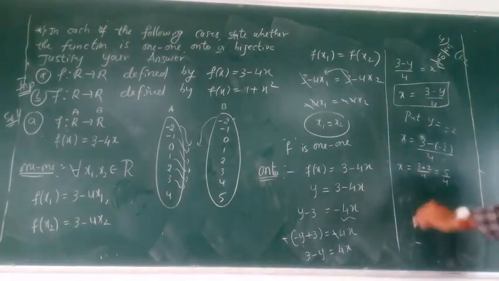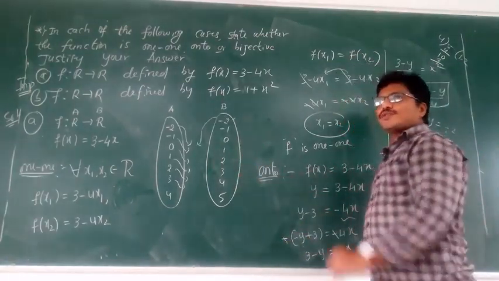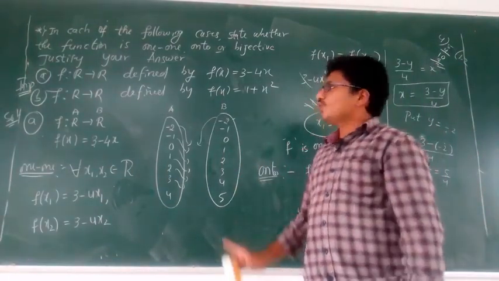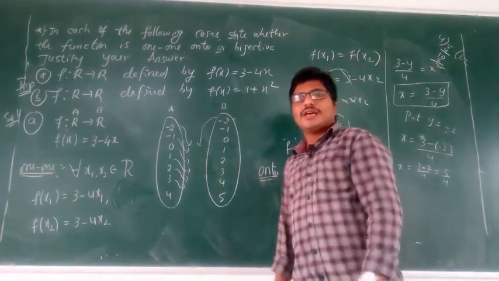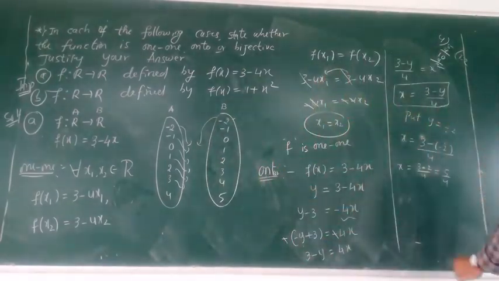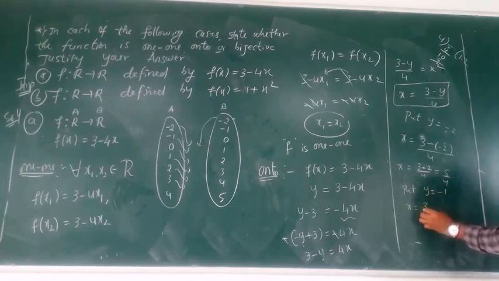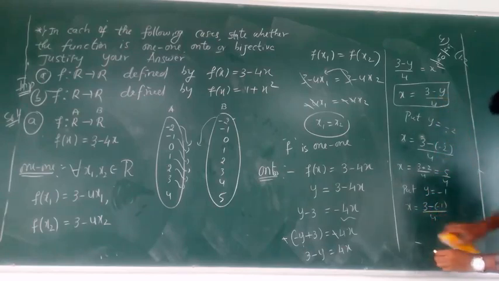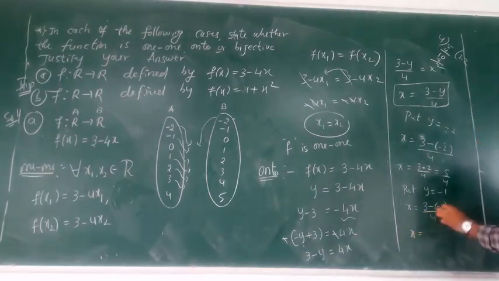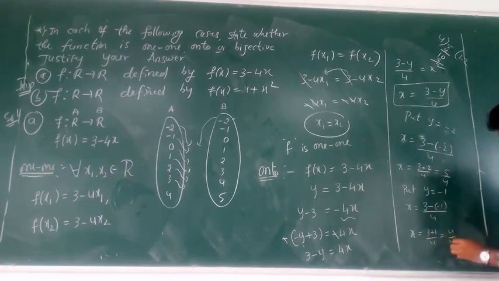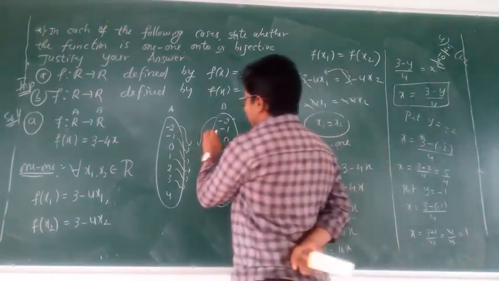Suppose it is -2, it is connected; -2 has a pre-image. Now take -1. What happens to -1? y is equal to -1. x is equal to (3 minus y) divided by 4. It means minus of -1, so x is equal to (3 plus 1) divided by 4, which is 1. So -1 is connected with 1.